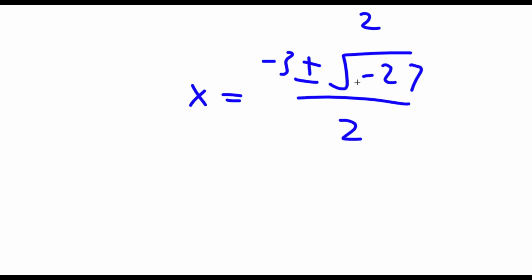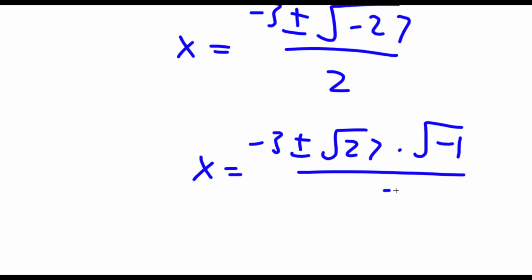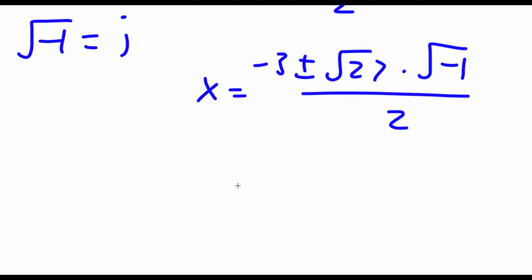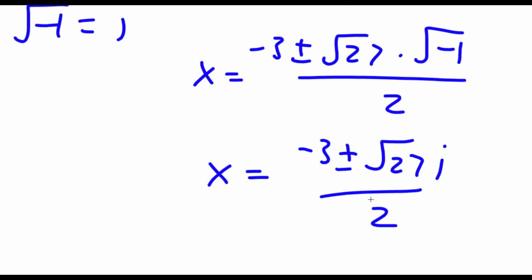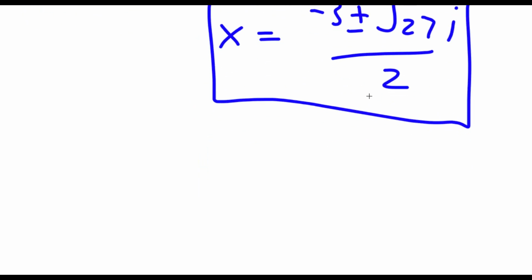Now the square root of negative 27, I can rewrite as the square root of 27 times the square root of negative 1. And if you didn't already know, the square root of negative 1 is actually equal to the imaginary number i. So now, if I replace the square root of negative 1 with i, I get negative 3 plus or minus the square root of 27, i over 2. So these are two other solutions to this problem.